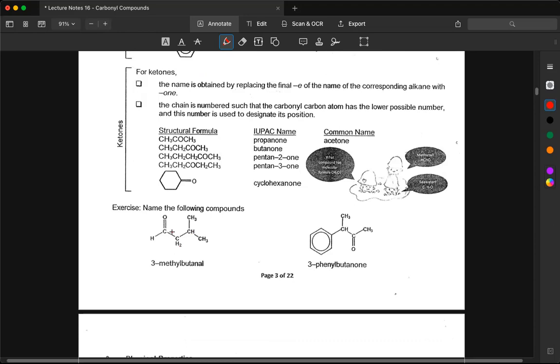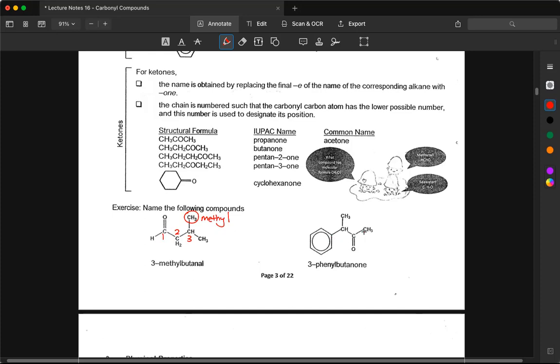So to name the compound, for example, we have identified this longest continuous carbon chain to be 4. So it's butanal because you have the C bonded to H here. So it's an aldehyde. You have a substituent here. So this is the first carbon, second, third. This is methyl. So it's 3-methylbutanal.